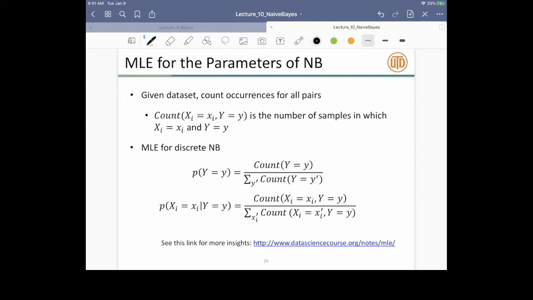So the final answer, it turns out, with naive Bayes is very intuitive. By the way, this is all with what is known as a discrete naive Bayes. There is also a continuous naive Bayes, which I will very quickly go over towards the end of this naive Bayes class. But the reason it is discrete is that I'm assuming the features are not continuous features, but discrete features.